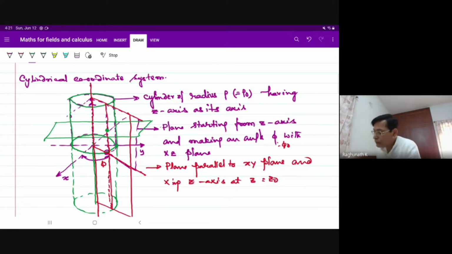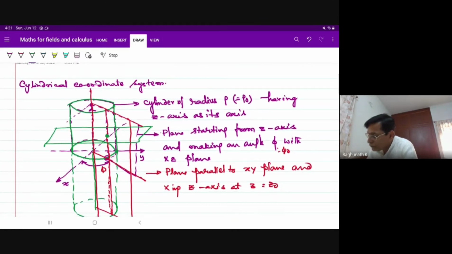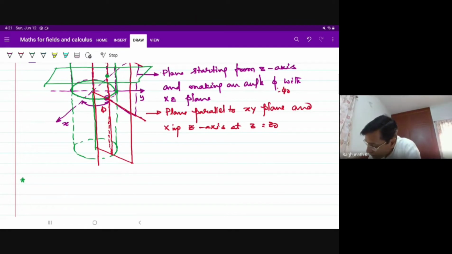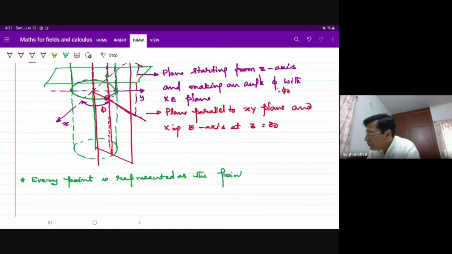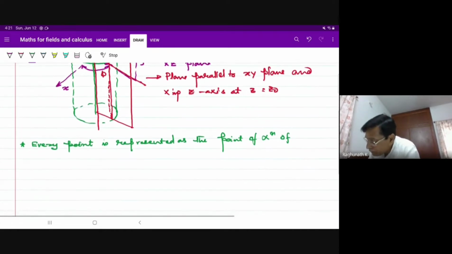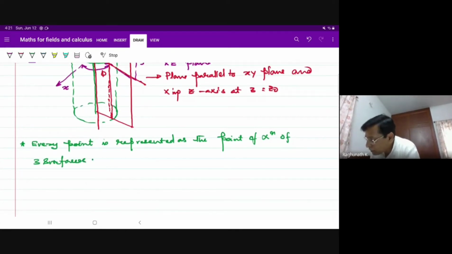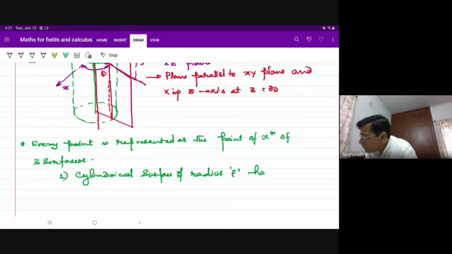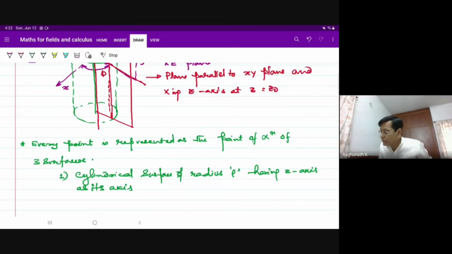Is it clear? Here, what we did is every point is represented as the point of intersection of three surfaces. Number one, a cylindrical surface of radius, in general rho, having the z-axis as its axis, an infinite cylindrical surface in length. So first coordinate: given a point, we will first draw a cylinder through that particular point in such a way that that cylinder has the z-axis as its axis.